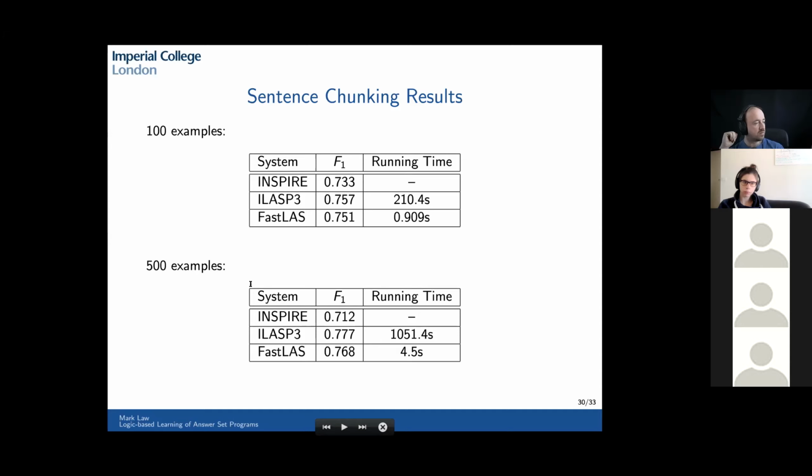So we know that the running time of both systems is faster than Inspire. And for 500 examples, the same remains: FastLAS is still significantly faster than ILASP 3. Since producing this slide, which is taken from a different presentation, I've run it on ILASP 4, which is slightly faster than ILASP 3 on this problem, but nowhere near the time that FastLAS is able to achieve.